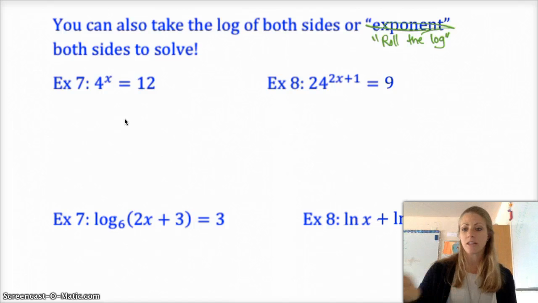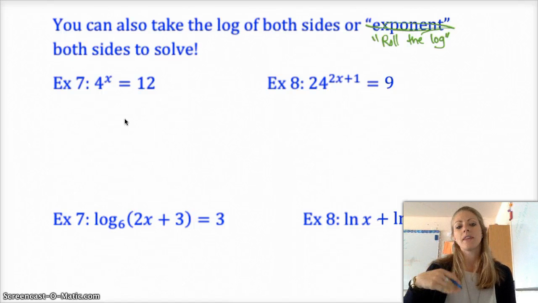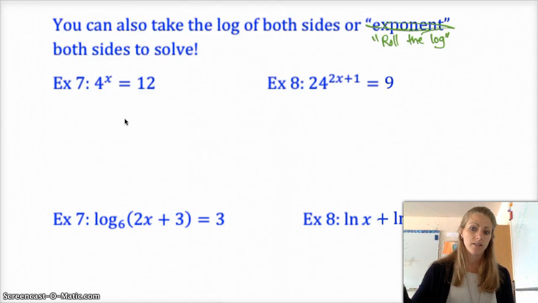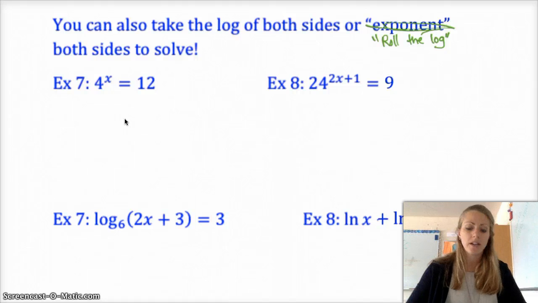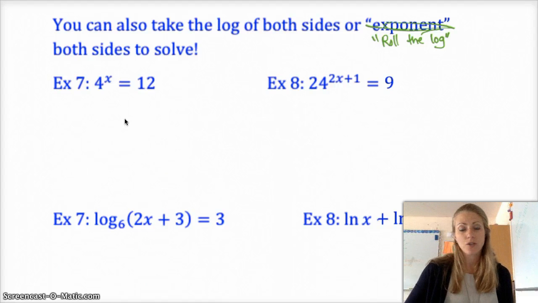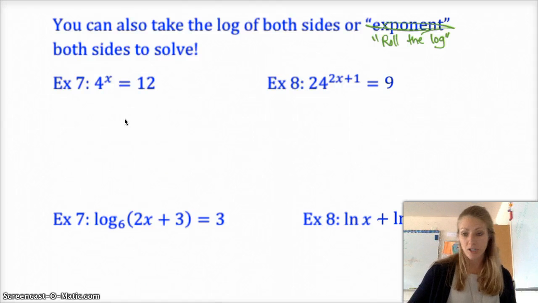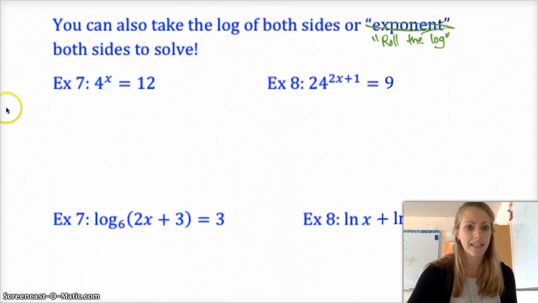So what I can do is take the log of both sides. The nice thing about this is I get to choose which log I use. I can use log base 4, the natural log, the common log, whatever I want to do. However, in these problems you'll probably be getting a decimal answer, so I would recommend using the natural log or the common log, because you have those as buttons on your calculator. So I'm going to take the natural log of both sides because I like the natural log.